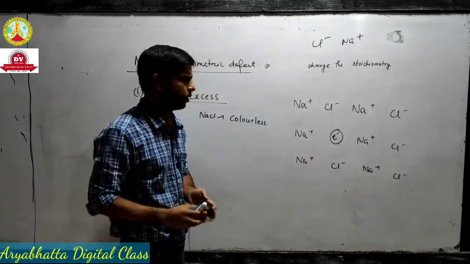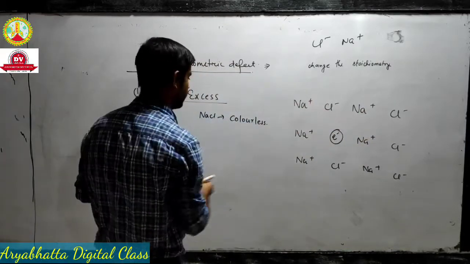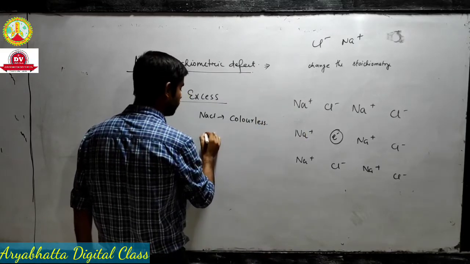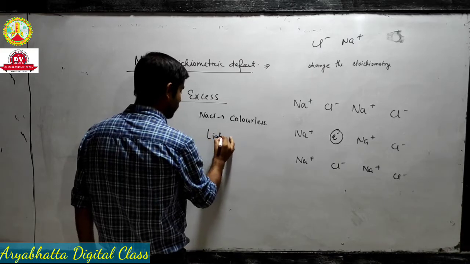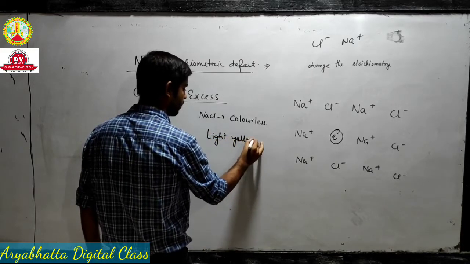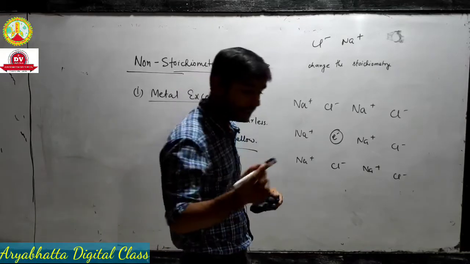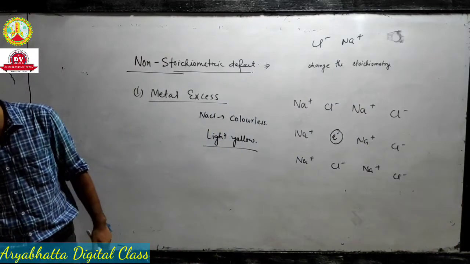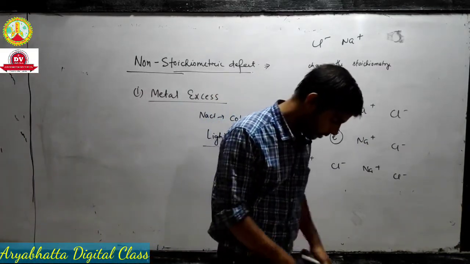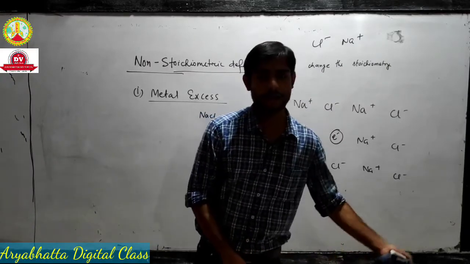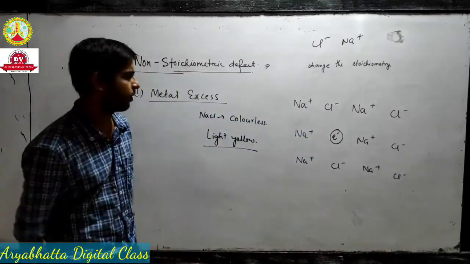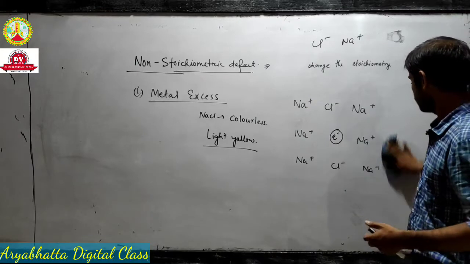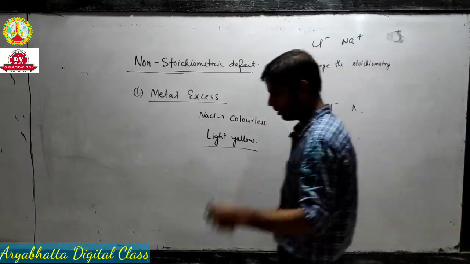Light yellow. So this sodium chloride, after heating with sodium vapor, will be light yellow in color. Similarly, if you do it with lithium chloride, the colors are given here. Lithium chloride will be pink, potassium chloride will be lilac or violet, something purple or violet type. These are also things which can come in examination.